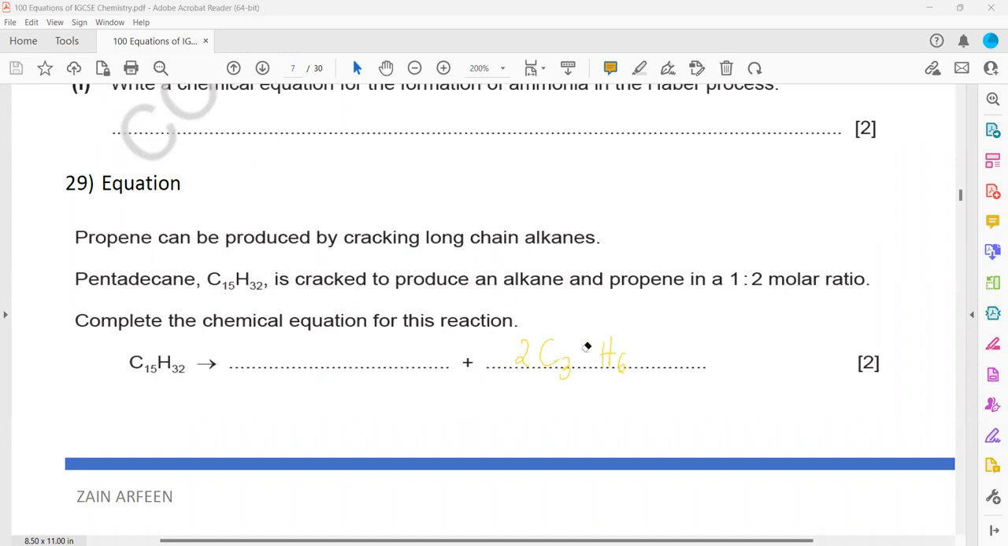So if 2 molecules of propene are produced, then how many carbon atoms are there? Out of 15, you're using 6. So how many carbon atoms are there for the alkane? No, it won't be 12. It cannot be 12. Why can it not be 12? Because it is 2 multiplied by 3, 6 are there. So out of 15, 6 are already used here. So it will be C9.